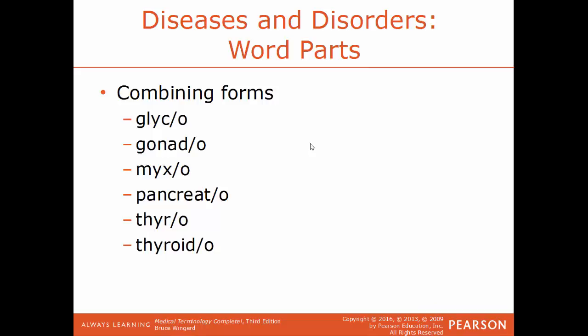Glyco is a reference to a sugar. Gonado is a reference to the gonads. Myxo is a reference to mucus. Pancreato is a reference to the pancreas. Thyro or thyroido, both are a reference to the thyroid gland.